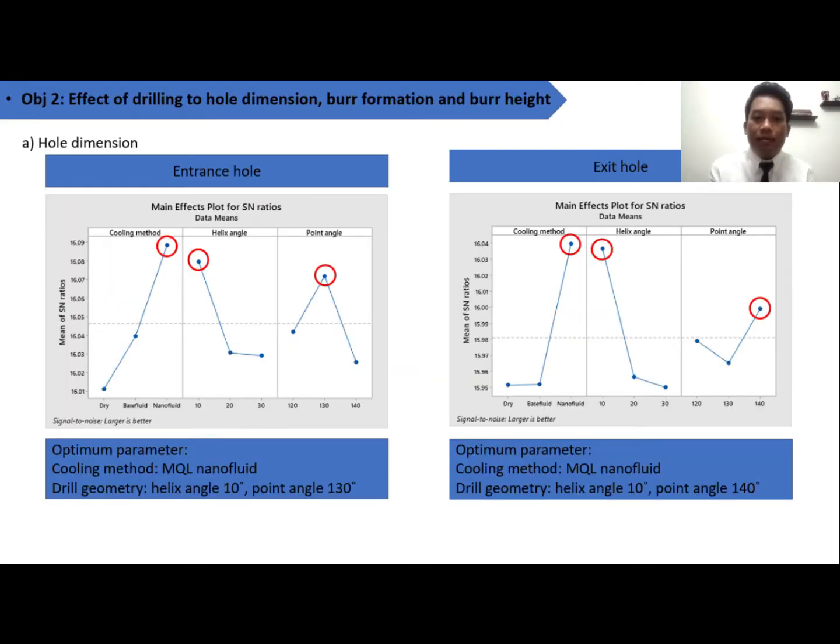From the analysis that has been done, this shows the optimum parameter to get the best value for entrance hole and exit hole. From the optimum parameter suggested, the differences between the two outcomes show in terms of point angle. For the entrance hole, the best point angle to be used is 130 degree, while for the exit hole, the best optimum point angle is 140 degree, while the cooling method and the helix angle are the same, using MQL nanofluid cooling method and also 10 degree helix angle.